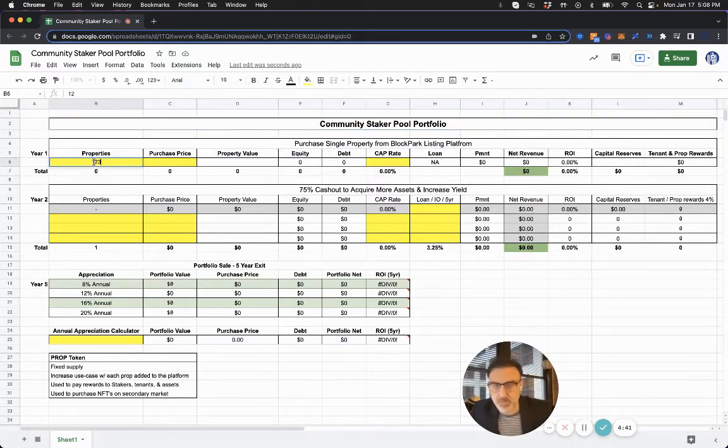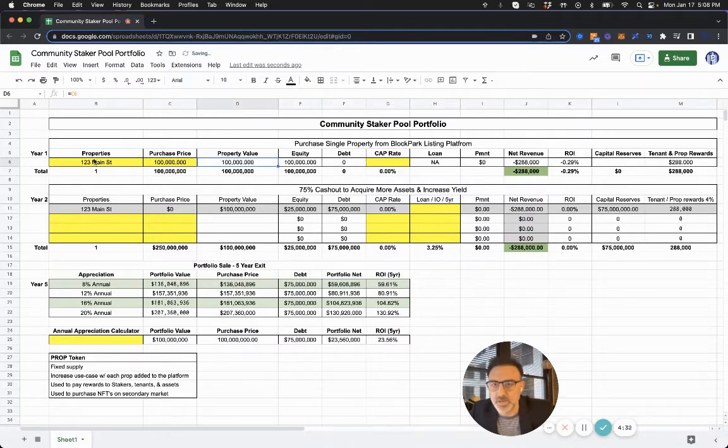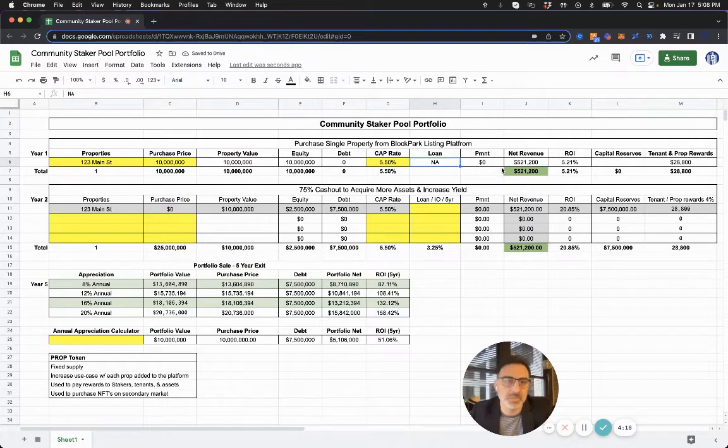So let's say the first property we find on the BlockPark listing platform is 123 Main Street, and that property purchase price is $10 million. So, it's $100 million. Be nice. So, property value is $10 million. Our equity is $10 million because we came in with all cash. We have zero debt. The cap rate, let's just call it 5.5%. There's no loan. There's no payment. Net revenue is $521,000, and our ROI is 5.2%, and zero capital reserves.